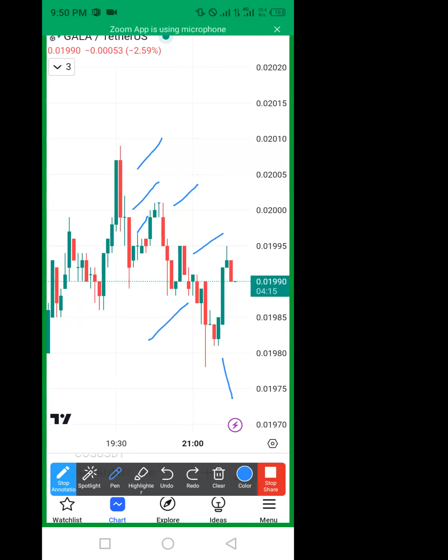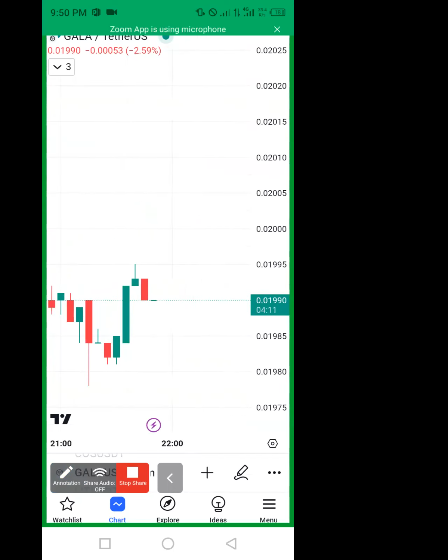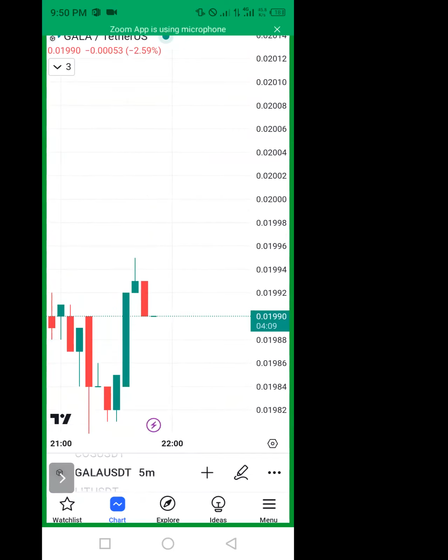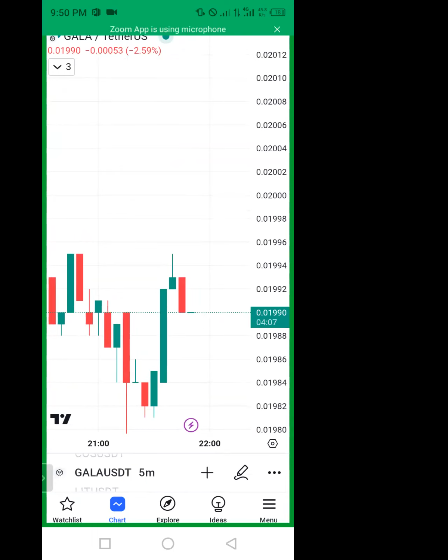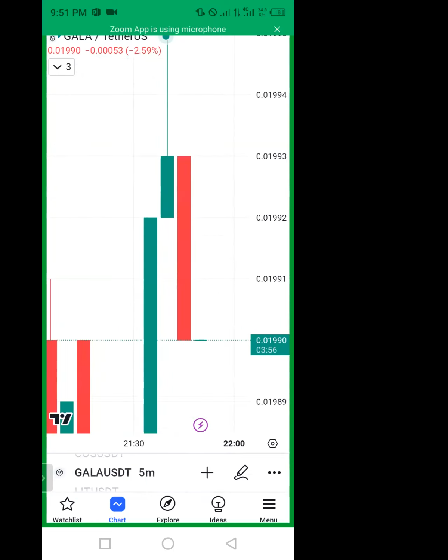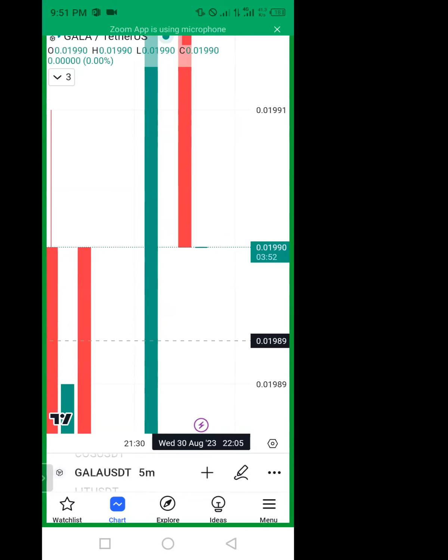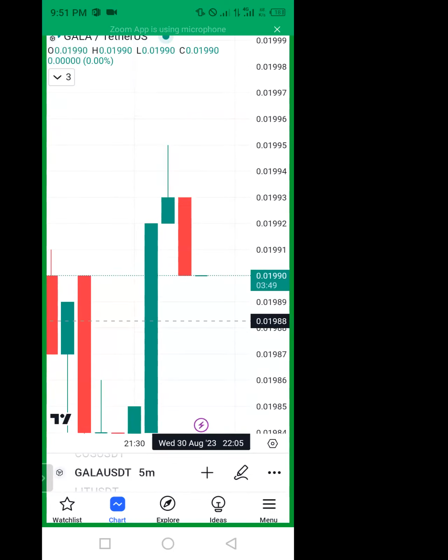Now, look at this one. Because it is 9:50 here, in the South African region, it is 8:50. And now 5 minutes have gone, and a new candle is forming. I think you can see it is still small. It is forming. So this one is going to move. I am showing you.